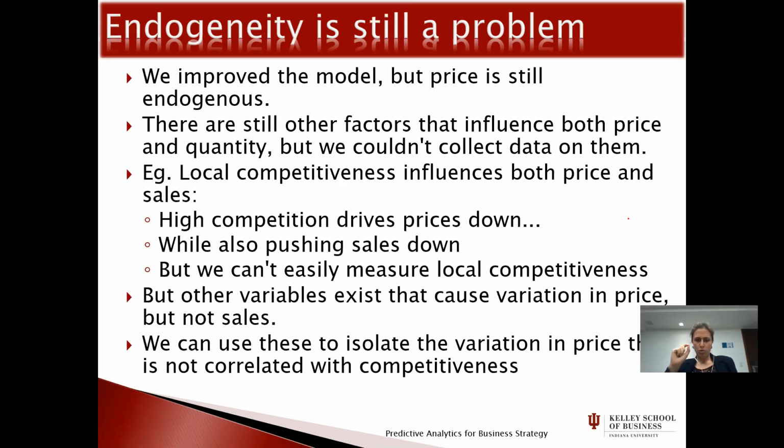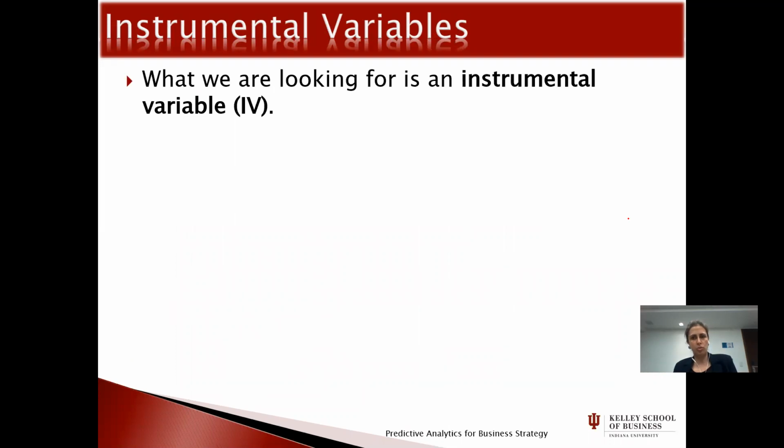So here's where two-stage least squares may work, right? If we somehow can find a candidate, an instrumental variable that allows us to isolate movements in prices that are exogenous, that are not related to competitiveness, well, we can break down this endogeneity problem. And that's the whole idea behind two-stage least squares. That's the whole philosophy, right? So what we are looking for is a good candidate, a good instrument for our endogenous variable, in our case, price.